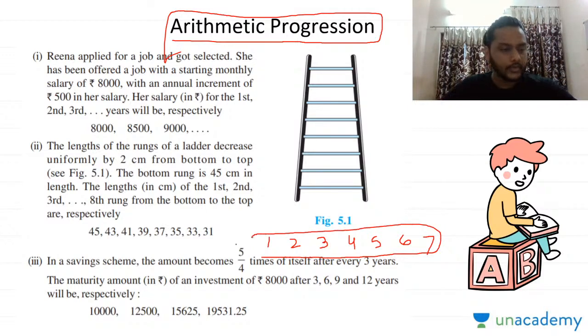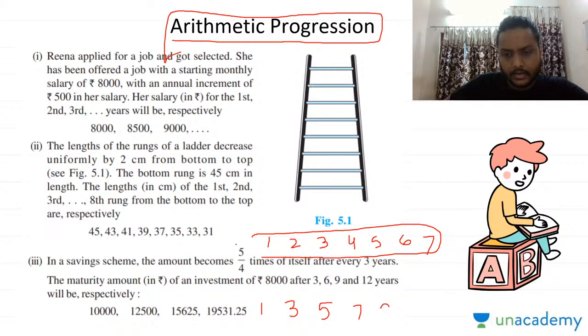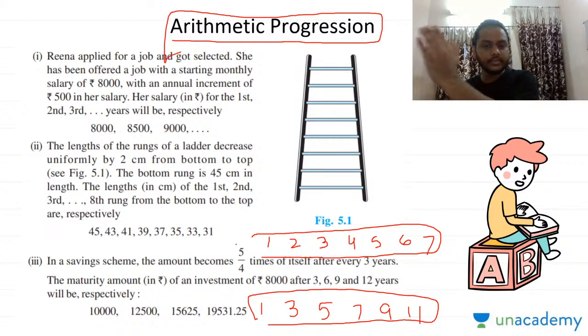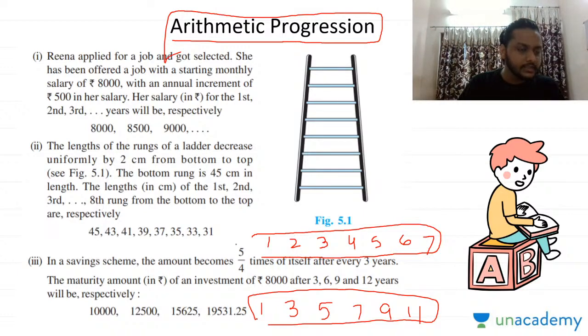What I am talking about is a sequence in which I have 1, 2, 3, 4, 5, 6, 7. Similarly, if I talk about one more sequence, I have 1, 3, 5, 7, 9, 11. This is also a sequence, guys, yes or no? This is also a sequence in which you have 1, 3, 5, 7, 9, 11, and so on.